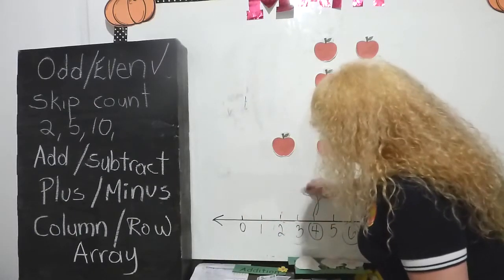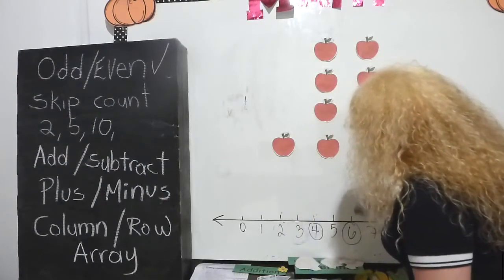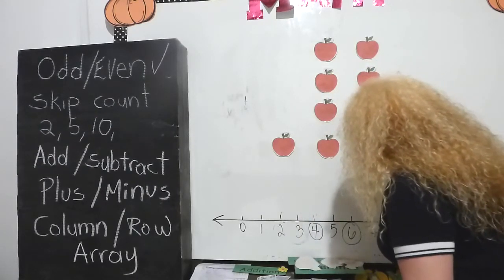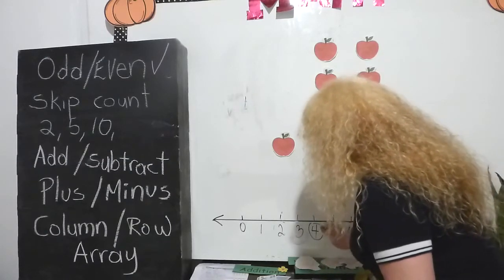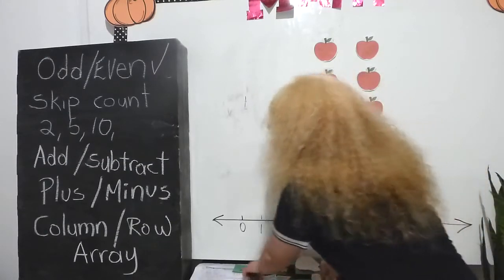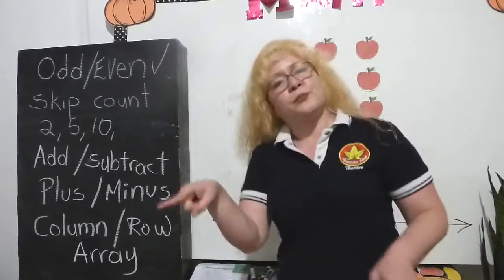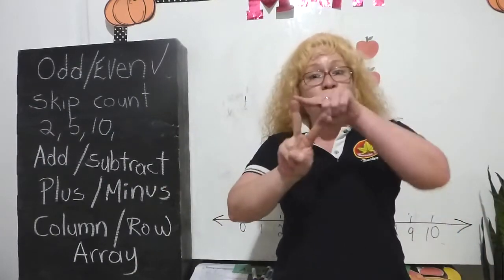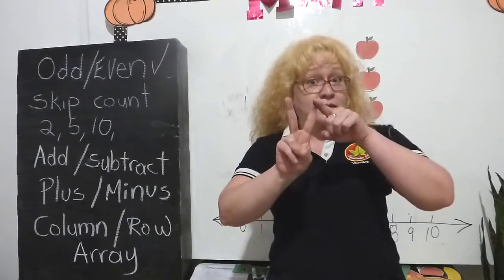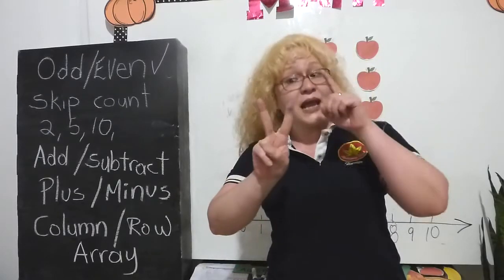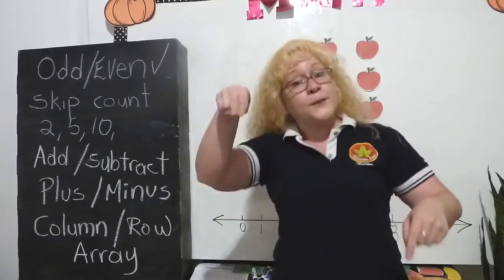You know that, right? That you skip count by 2, that means you start with 2 and you jump. 2, 4, 6, 8, 10.